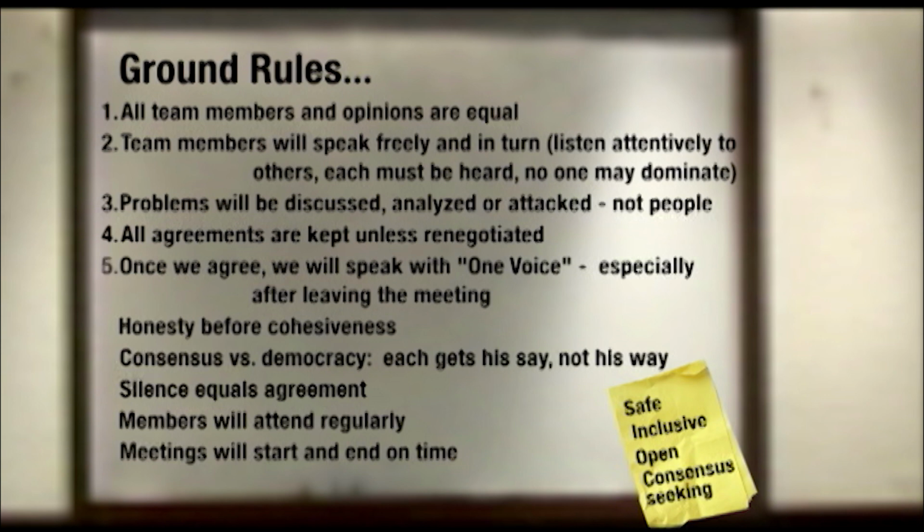Number 5, once we agree, we will speak with one voice, especially after leaving the meeting. A very clear consensus statement. Number 6, honesty before cohesiveness. Well, we're back in that marketplace of ideas. This is inclusivity as opposed to exclusivity, by the way. Back in that marketplace of ideas, I will honestly criticize to find the weaknesses and the strengths of each proposal so that we can craft a good solution. Again, honesty means inclusiveness. Number 7, consensus versus democracy. Each gets his say, not his way. Again, a clear consensus statement.